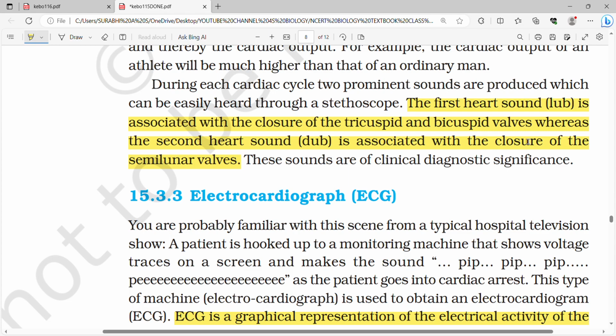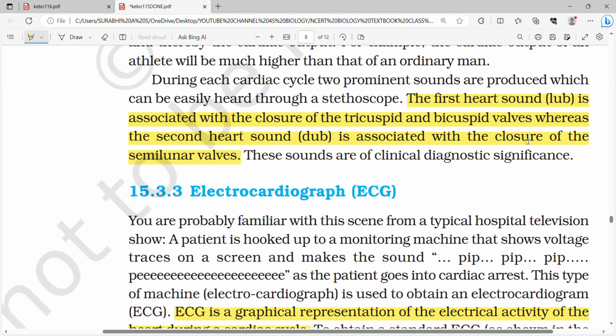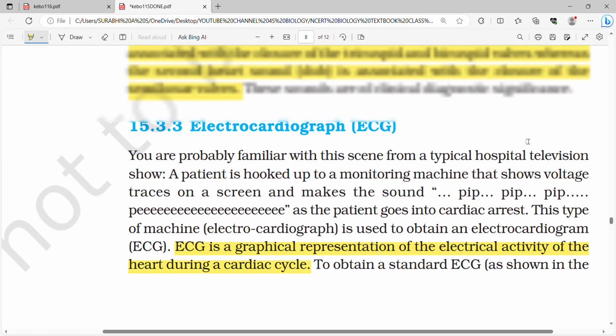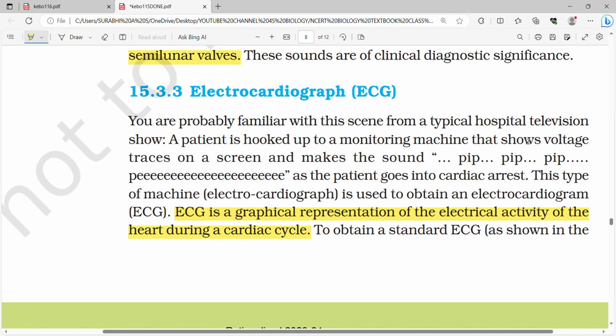There are two heart sounds associated. The first one is lub and the second one is dub. The first one is louder and the second is softer. The first one is due to the closure of the tricuspid and bicuspid valves, whereas the second one is due to the closure of the semilunar valves. Next, moving on to ECG, which is called electrocardiograph.